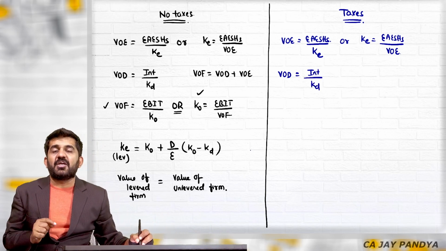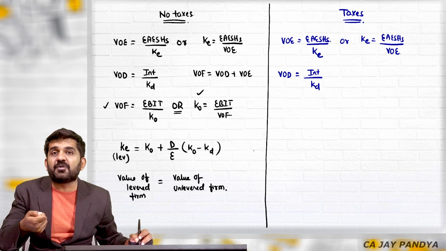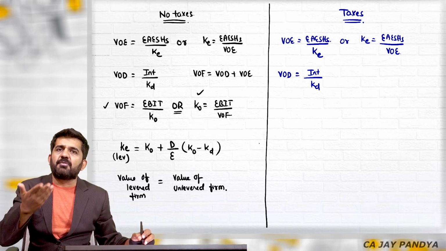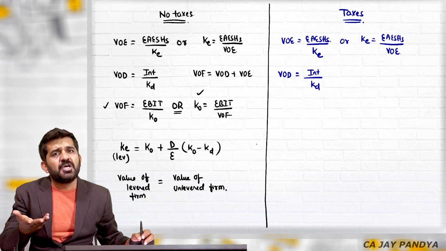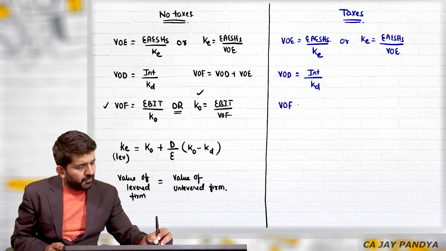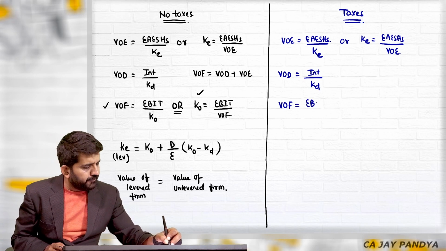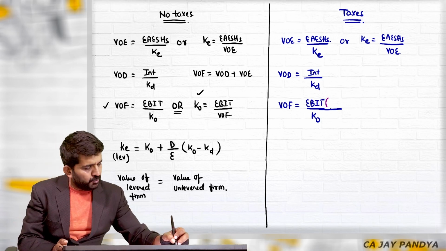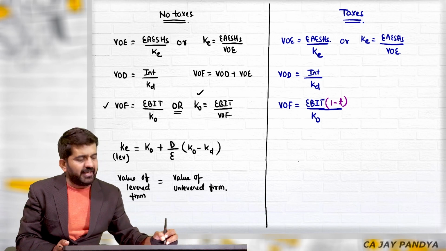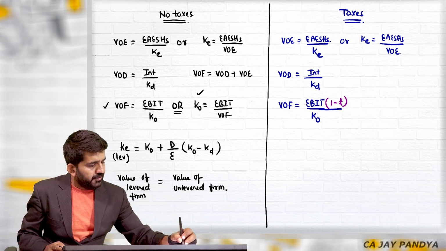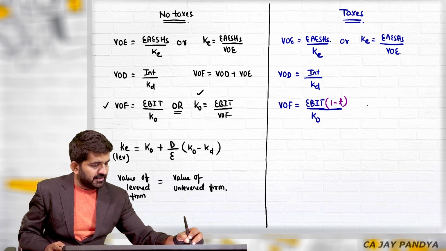Please understand, if you take interest which is after tax, you will have to take KD which is after tax. If you take interest before tax, you will have to take KD which is before tax. You will be getting the answer. Value of a firm is equal to EBIT upon KO cannot be used. But this can be used: EBIT into 1 minus T upon KO. So you can even use this.